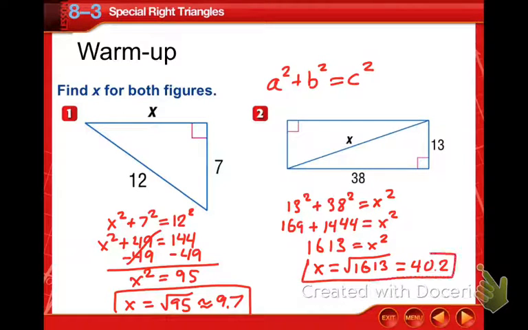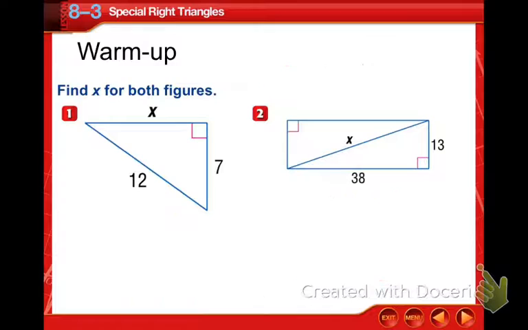So again, depending on how it's asked, it might tell you to round, it might not. If it doesn't, you're good where you are without doing the square root. If it does ask you to round to a specific decimal, then go ahead and do the square root and figure out what that is.